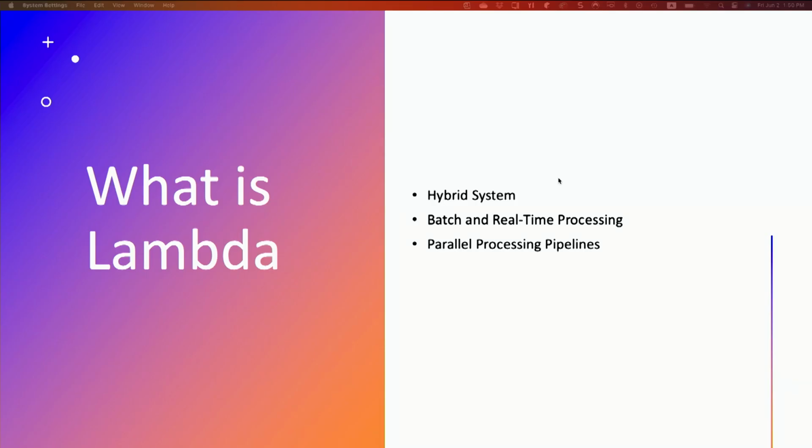So next we can look at the Lambda architecture. And basically it's more of a hybrid system where you have both the real-time data and batch processing in one system.